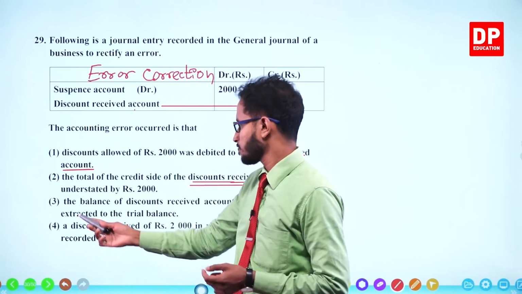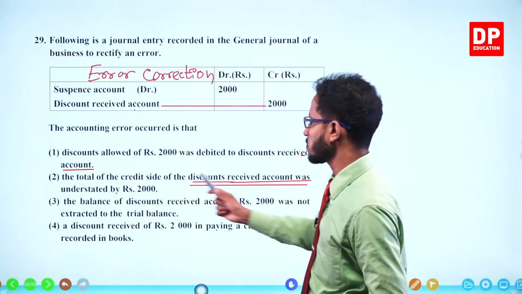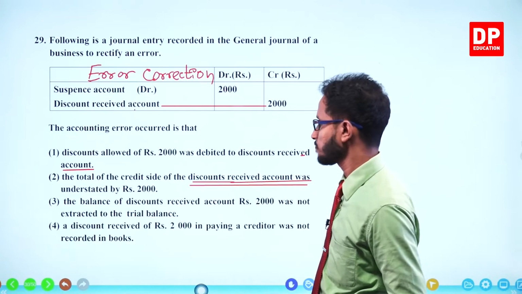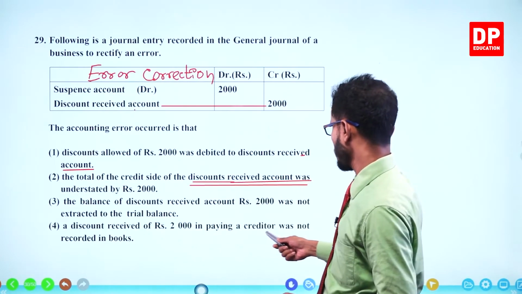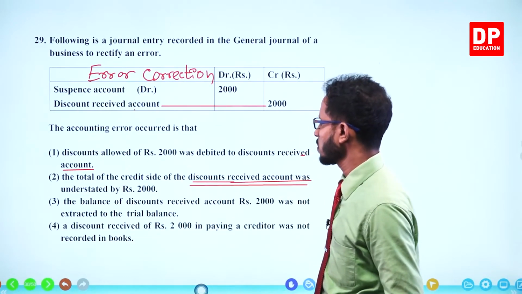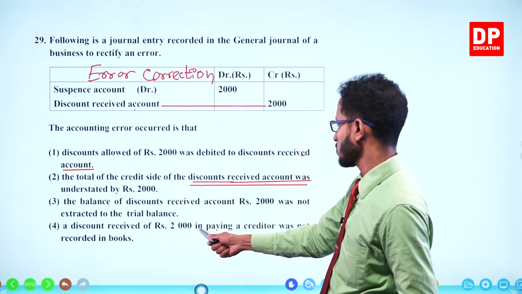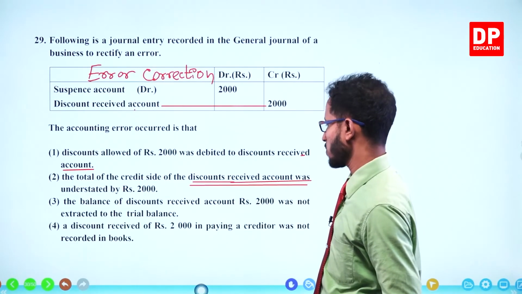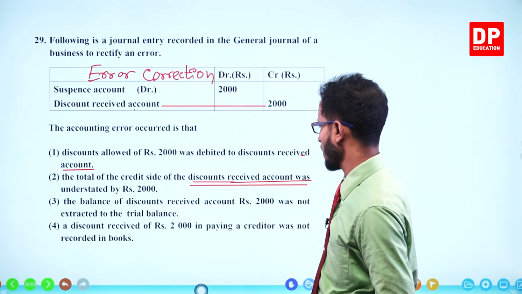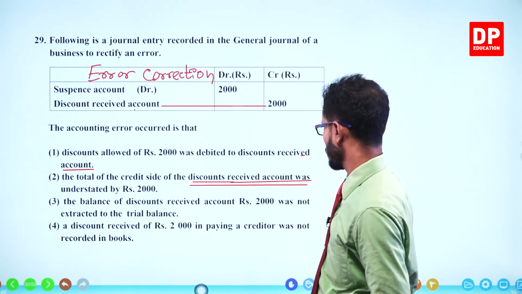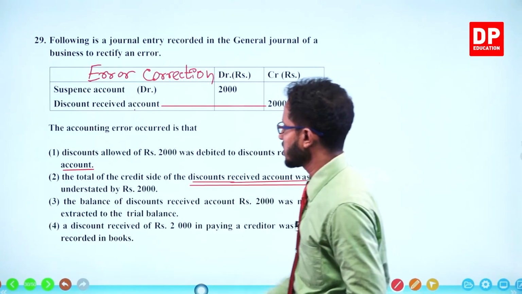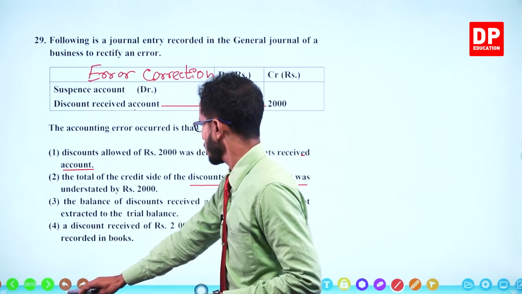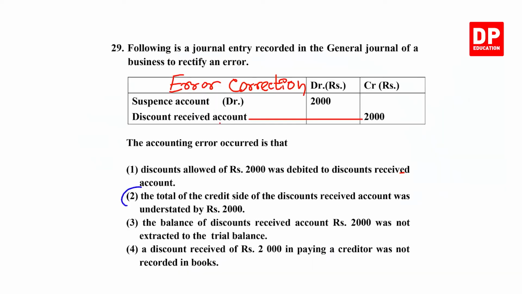That can be. The balance of discount received account 2000 was not extracted to the trial balance. No. Discount received of 2000 in paying a creditor was not recorded in the books. It was totally omitted, so it doesn't affect the trial balance. Then no suspense. This is the answer. Okay, second one is the answer, right?